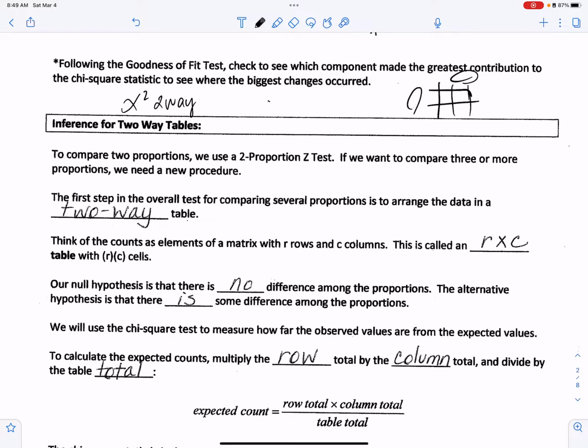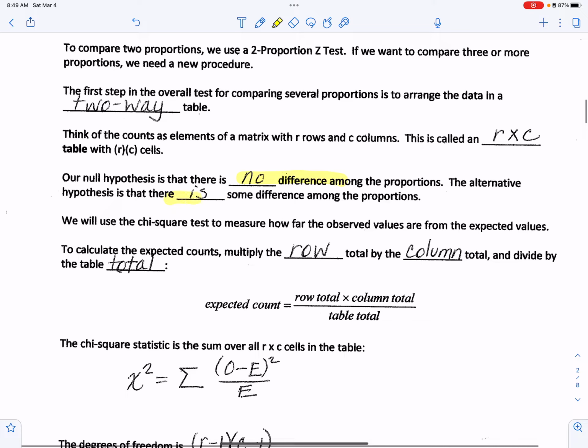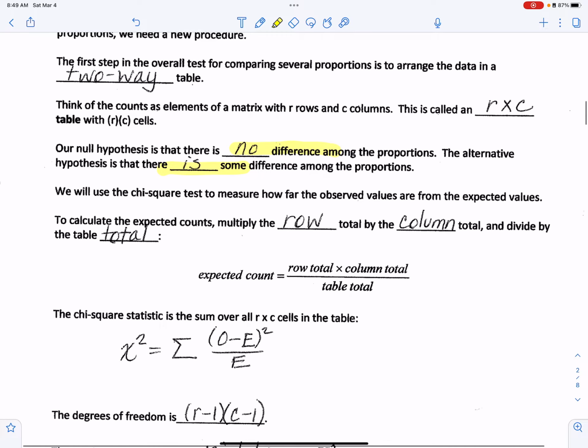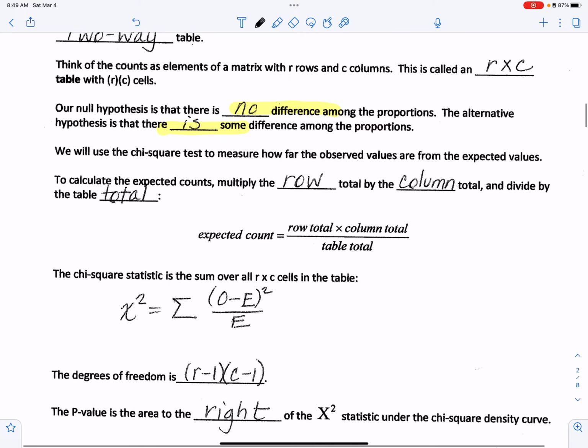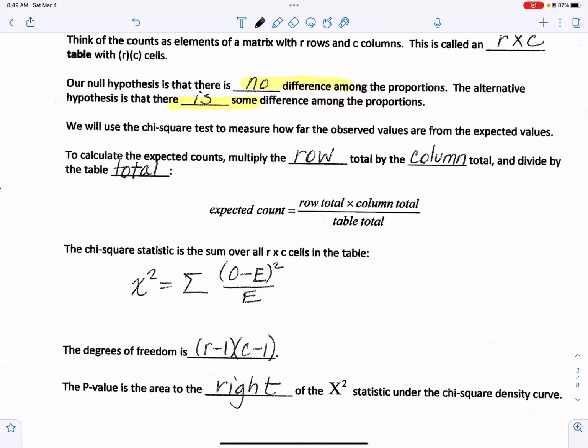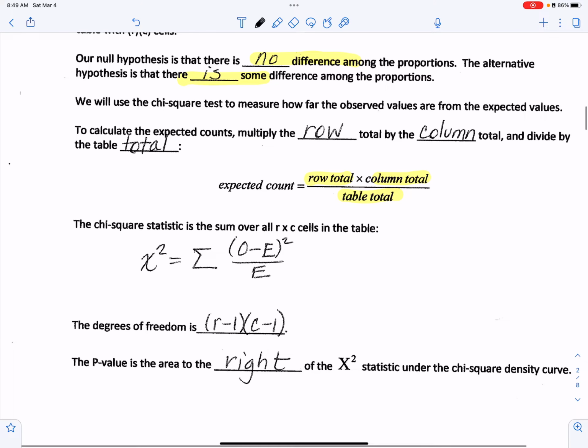Our null hypothesis, basically for both of them, is that there's no difference among the proportions, and the alternative hypothesis is that there is a difference. So we are going to have to do our expected count. Remember, in our chi-squared goodness of fit, we had expected count and we multiplied our total times the percentage. Well, this is going to be similar, and I'll demonstrate for you in a bit, but the expected count formula is the row total times the column total divided by the table total. This is just the theory behind it.